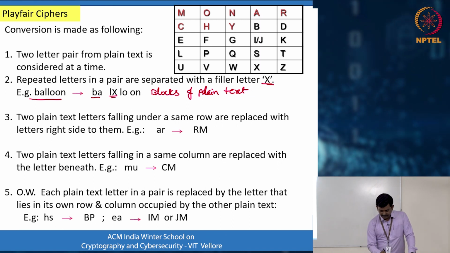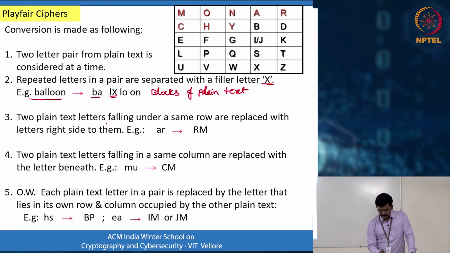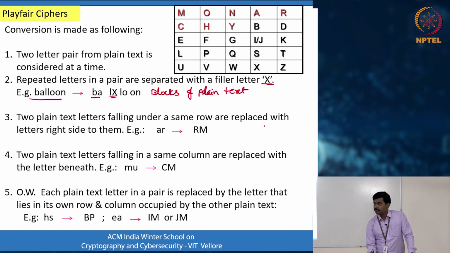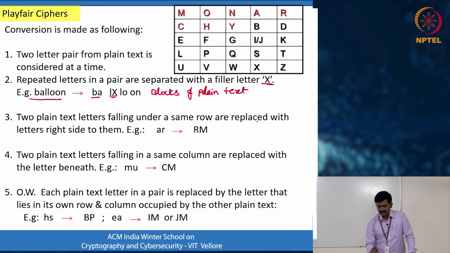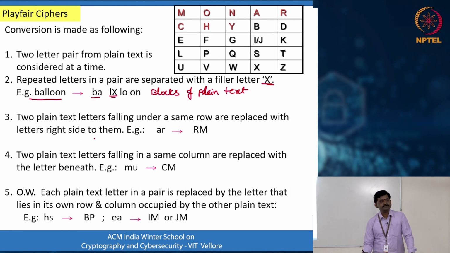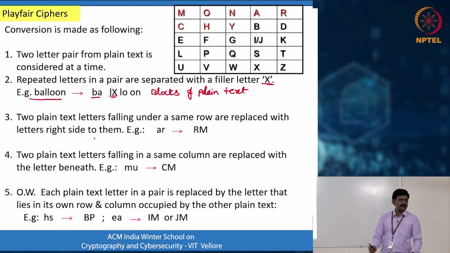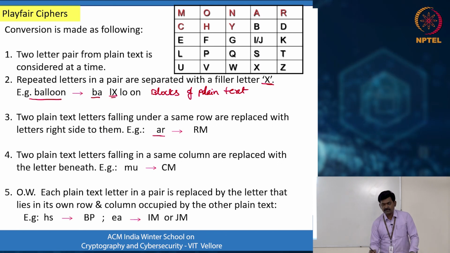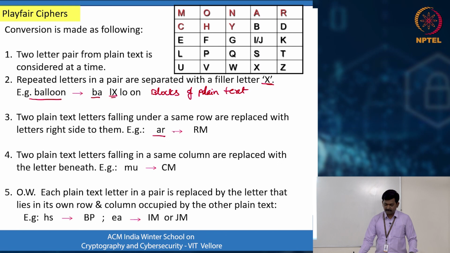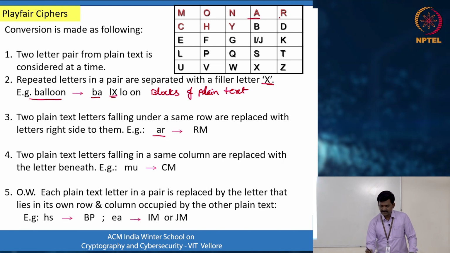There are 2 plain text alphabets. If they are in the same row of your Playfair matrix, then substitute them with the alphabets that are right side to them. That's the first encryption process. Example is, imagine in the plain text you have AR. Where this AR are coming in the Playfair matrix, A is here, R is here. Are they in the same row? They are in the same row.